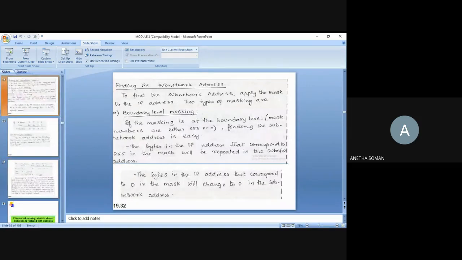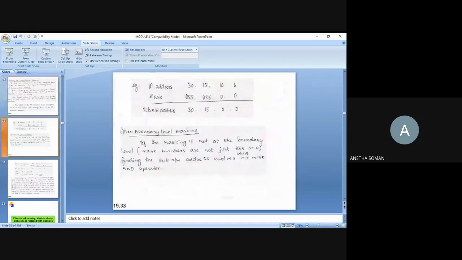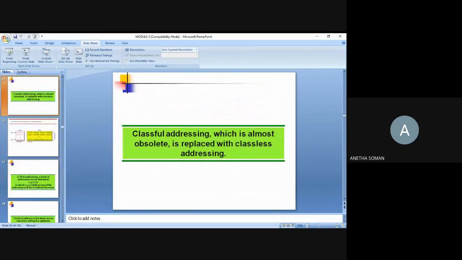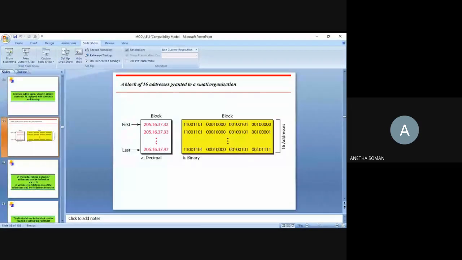And I have also told you there is boundary level masking and non-boundary level masking. Okay, and also I have told the disadvantage of classful addressing. In classful addressing, the majority of the addresses were wasted in class A and B, and in class C, the addresses were not sufficient to satisfy the needs of the organization. Okay, so classful addressing is almost obsolete now, and we have gone with classless addressing. In classless addressing, what we are doing is you will have variable size blocks.